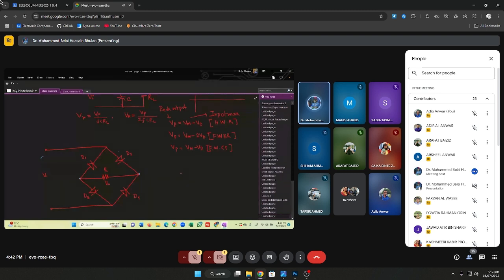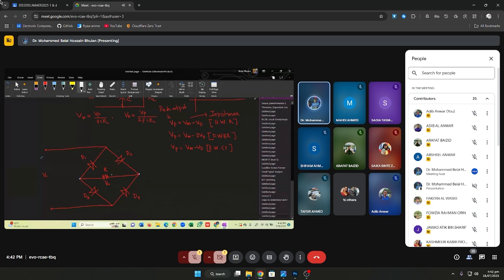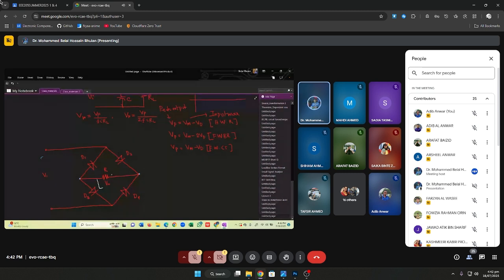convert it to a full wave rectifier with filter capacitor, what am I going to do? I'm going to simply add a capacitor parallel to it. Let's say this is RL, C.